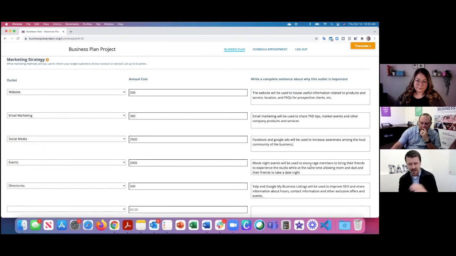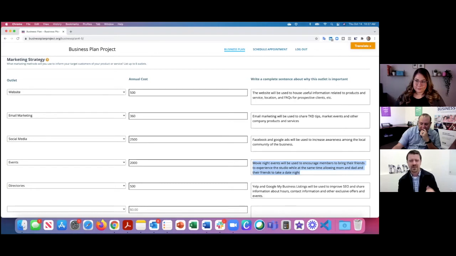I'm big on copying it down, because one thing I know from the studio that we went to, movie nights, my favorite. I said movie nights are going to be used to encourage members to bring their friends to experience the studio, while at the same time allowing mom and dad with their friends to go out on a date night. I so miss the Taekwondo studio for that one. It was once or twice a year, and they would do a little movie.